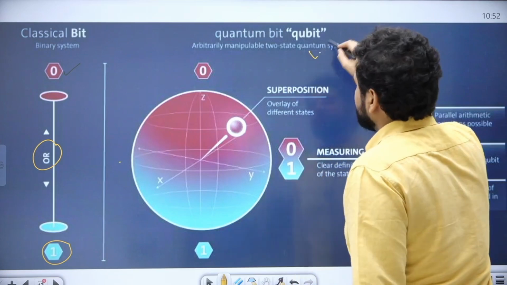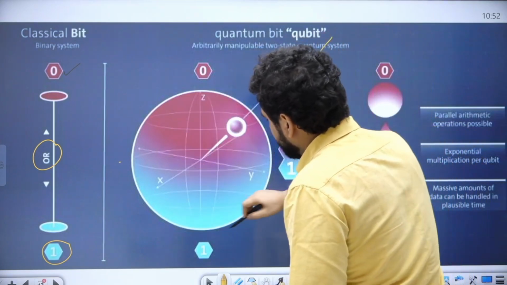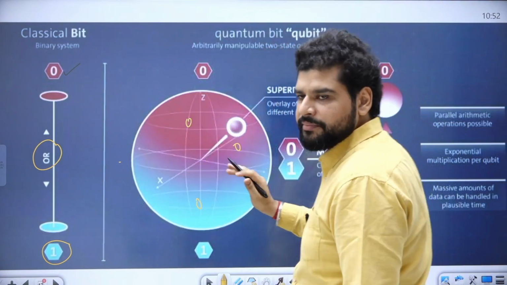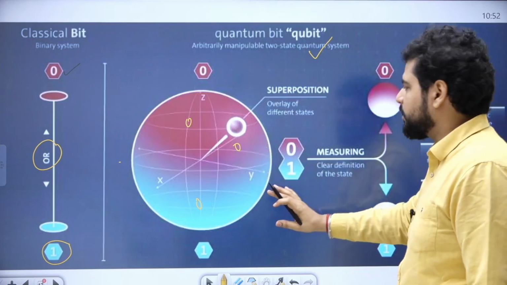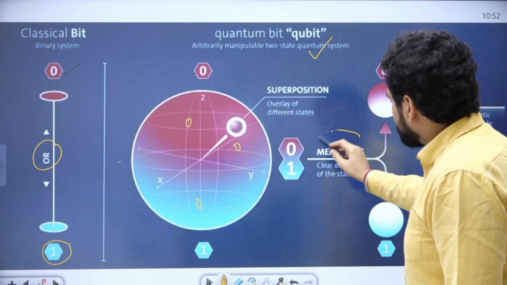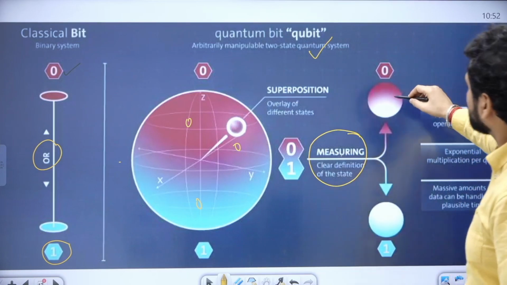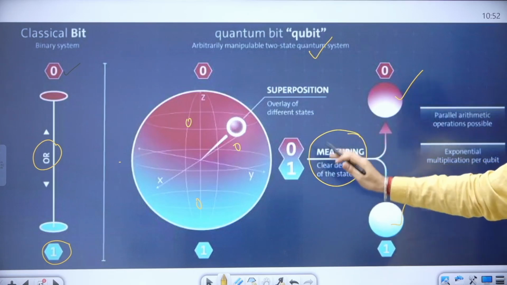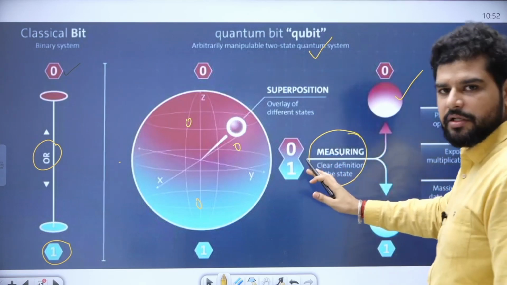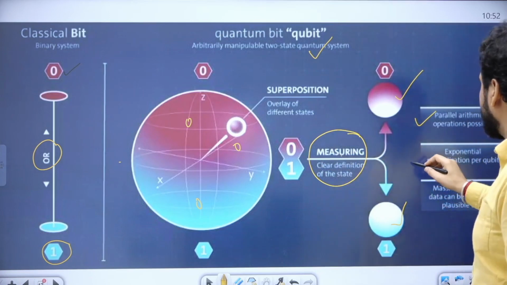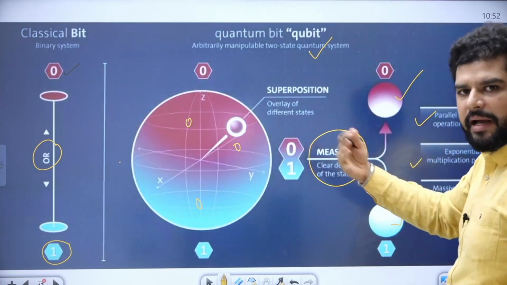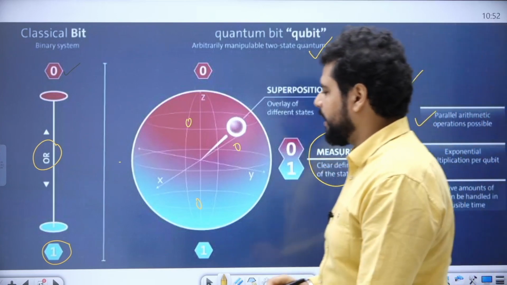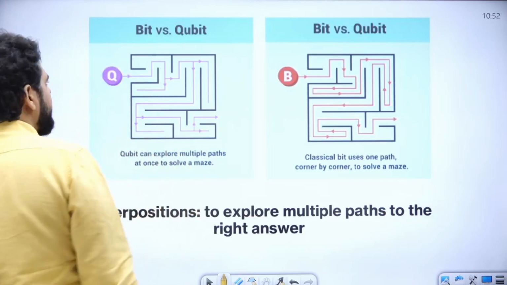Now a quantum bit will exist in a probability. It can be here, it can be here, it can be here, it will go everywhere. But when you measure it, it will be at one place only, right? When you measure it, it goes to either 0 or 1. Because of this property of multiple states in the quantum bit, you can have parallel computations. Exponential calculations will happen once you increase the qubits, and a massive amount of data can be handled, right?